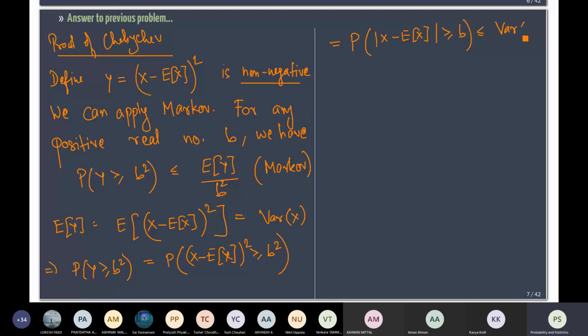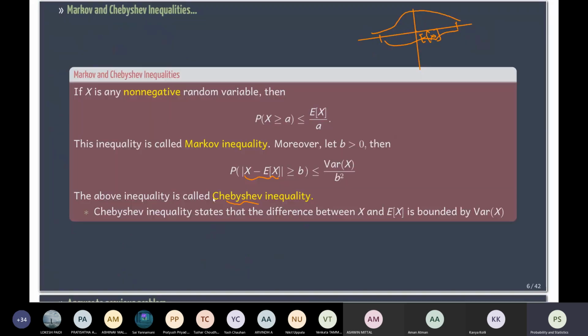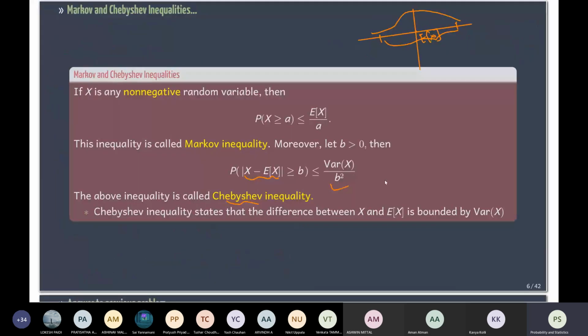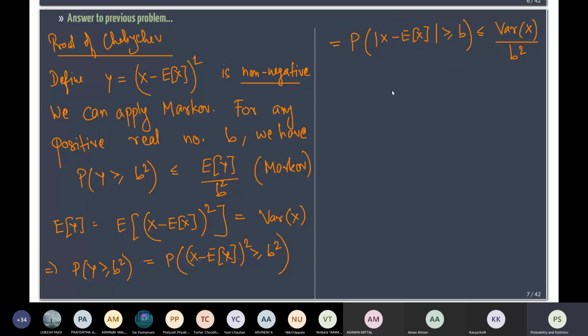And this I believe is the Chebyshev, right? So the probability that |x minus E[x]| is greater than or equal to b is less than or equal to variance of x by b squared. Okay, that's done, right? Which is the Chebyshev inequality. Okay, so that's what we were supposed to prove.